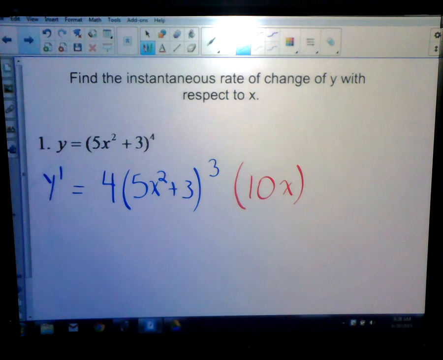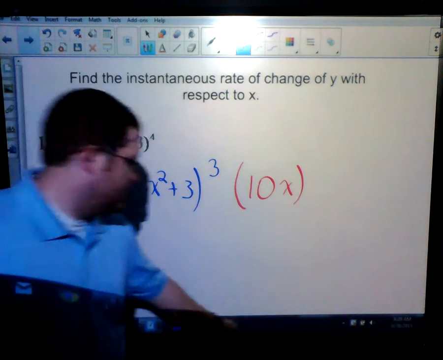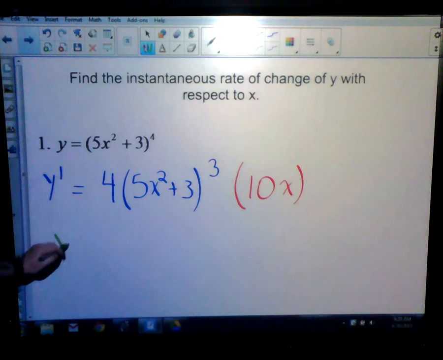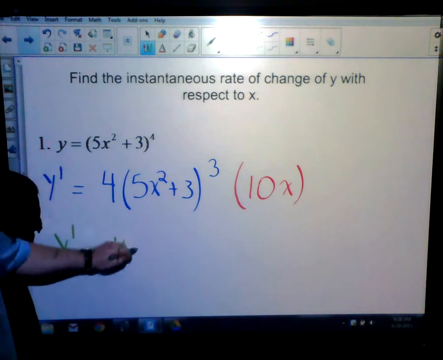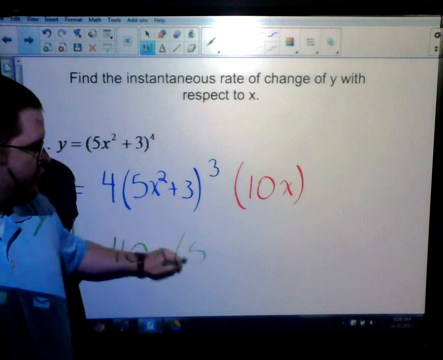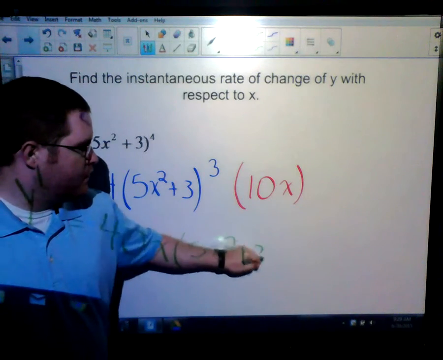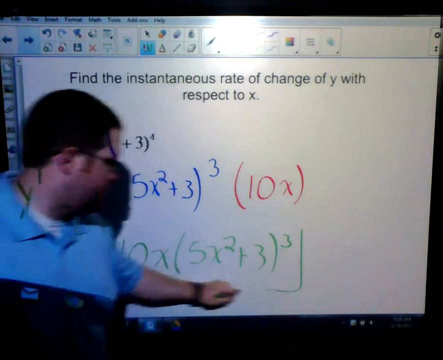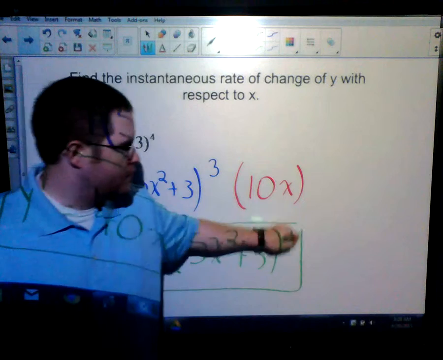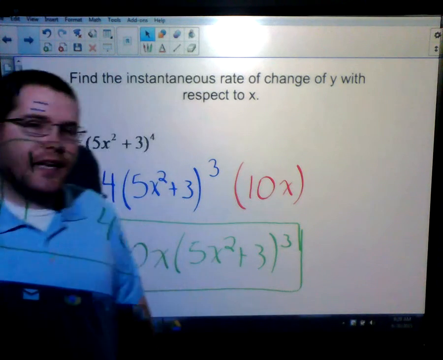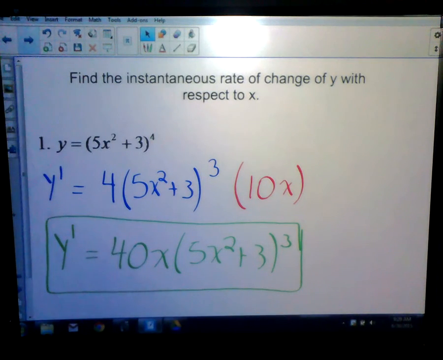That's the chain rule. We work the outside function first and leave the inside function be, and then we take the derivative of the inside function. Don't leave the answer like this. Clean it up. That's 40x, 5x squared plus 3, quantity cubed. Work outside in. Leave the inside function be when you work with the outside function.